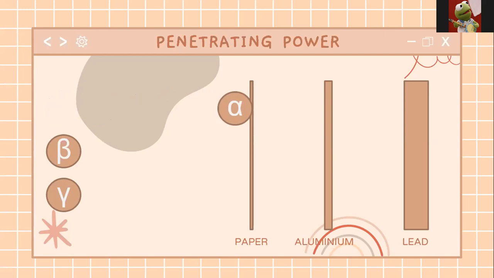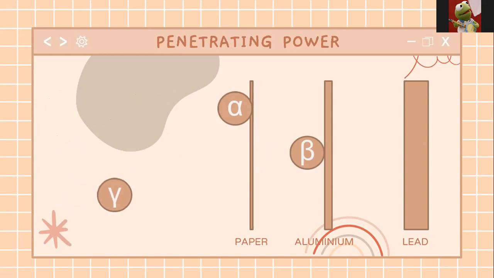Next, beta radiation. As you can see, beta radiation cannot pass through aluminum. That means it has a stronger penetrating power than alpha radiation, but it's not the strongest out of the three. Next, gamma radiation. As you can see over here, gamma radiation cannot pass through a thick slab of lead. That means it has the strongest penetrating power out of the three radiations.